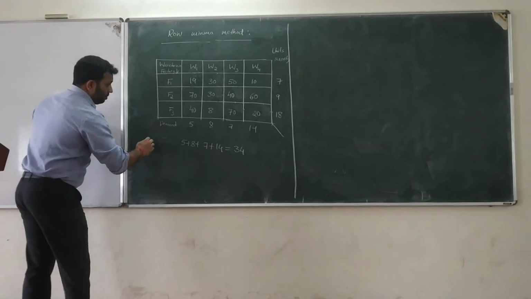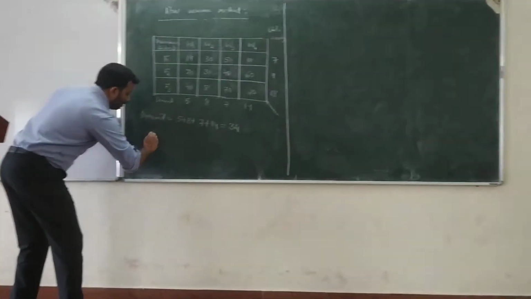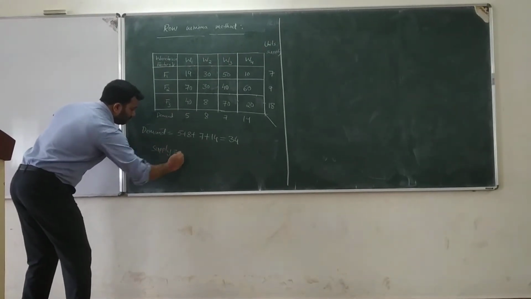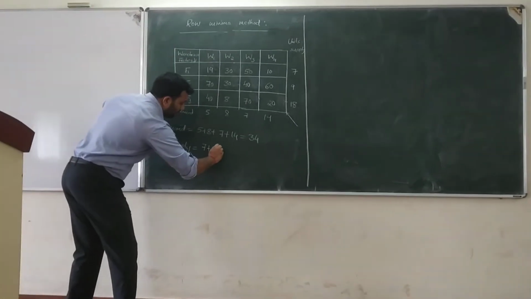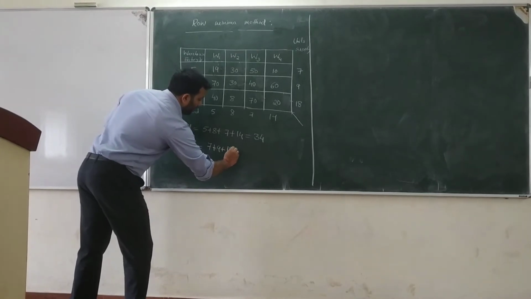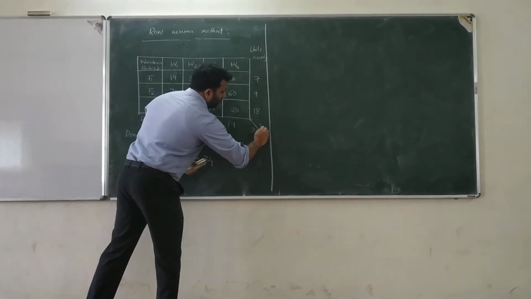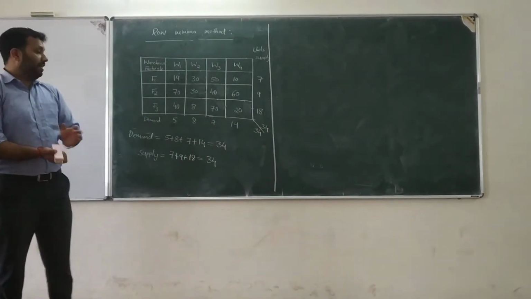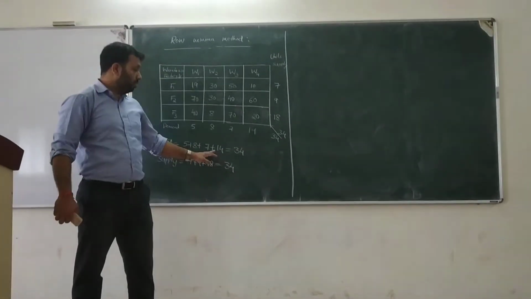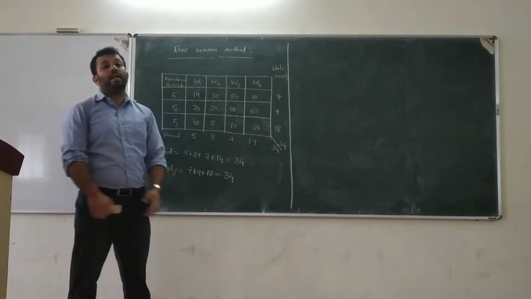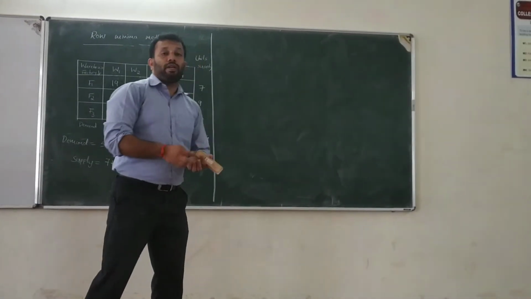That is the demand. For supply, we have 7 plus 9 plus 18, which is equal to 34. We write 34 over here. 34 and 34. Since total demand is equal to total supply, the problem is said to be balanced. Now let us start solving the problem.